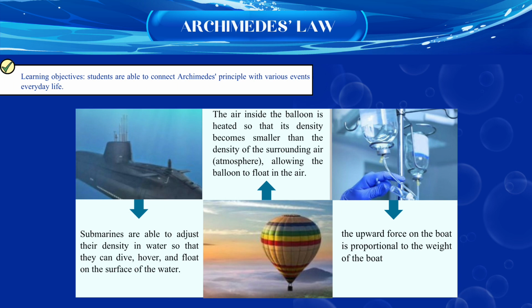And the third, which is the last, boats and ships. For boats and ships, the principle is that the buoyant force acting on the hull is proportional to the weight of the vessel. That's why a steel ship weighing thousands of tons can still float, because its hollow hull displaces an enormous volume of water, generating a buoyant force large enough to support the entire weight of the ship.